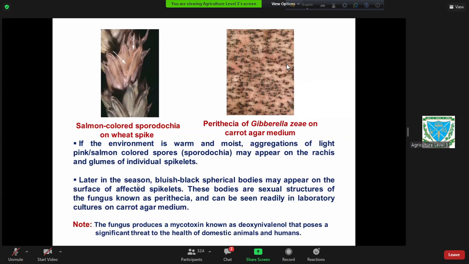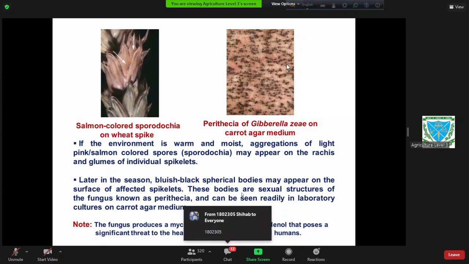Later in the season, you see the bluish black bodies, spherical bodies may appear on the surface of the affected spikelets. কখনো কখনো দেখা যায় spherical bodies, কখনো কখনো later season. These sexual structures are called basically perithecia. Among another important things, this fusarium can produce a mycotoxin, deoxynivalenol. Deoxynivalenol, one of the harmful and detrimental mycotoxin for human and animal beings.